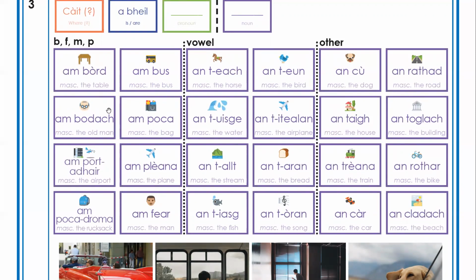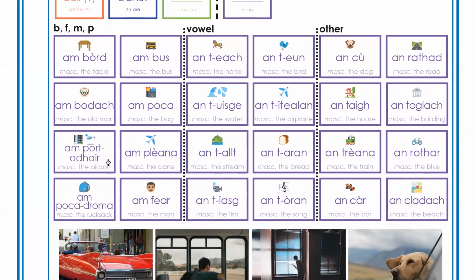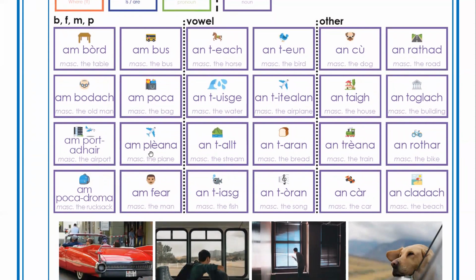Bodach, the old man, am bodach. Poca is a Gaelic word for bag. You can have bag in some other words as well, but am poca. No pre-aspiration between the poc before the C there. So not just poc, it's poca. Am post-adh, the airport. Plana, am plana, an plana. So that's a word for an aeroplane.